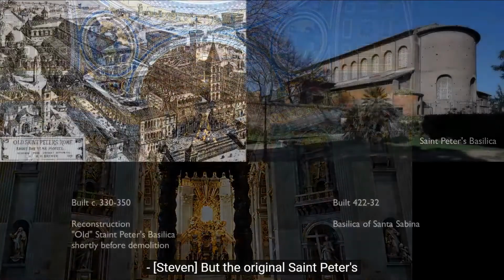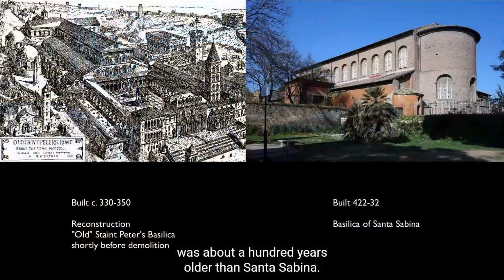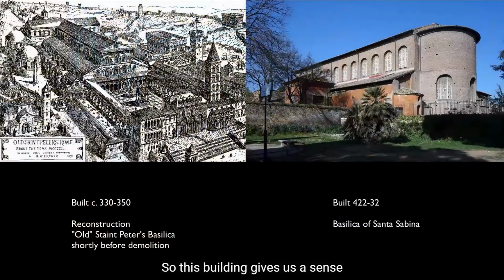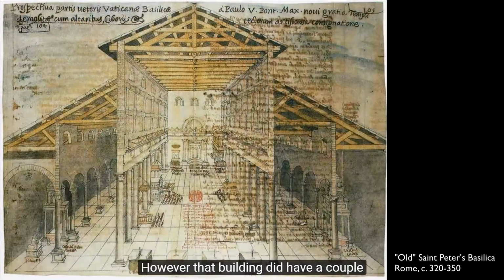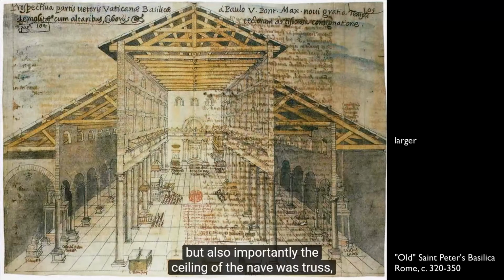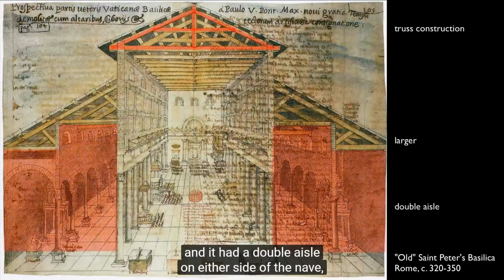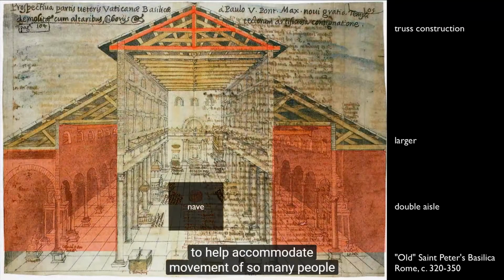But the original St. Peter's was about 100 years older than Santa Sabina, so this building gives us a sense of what that building looked like. However, that building did have a couple of important differences. It was much larger than Santa Sabina. It was on an imperial scale, but also importantly, the ceiling of the nave was truss, and it had a double aisle on either side of the nave to help accommodate movement of so many people through that space.